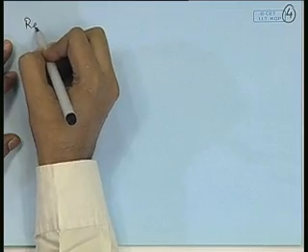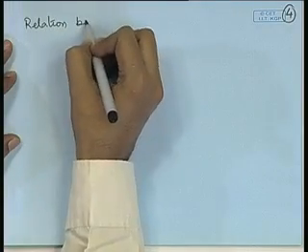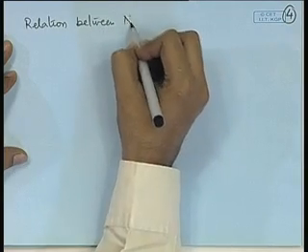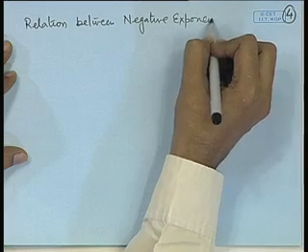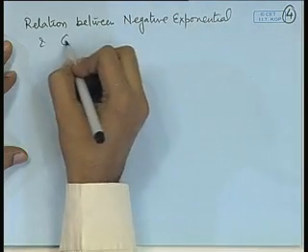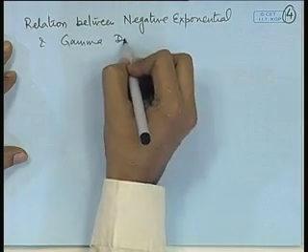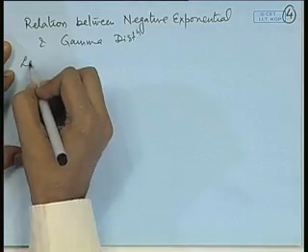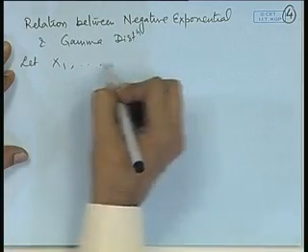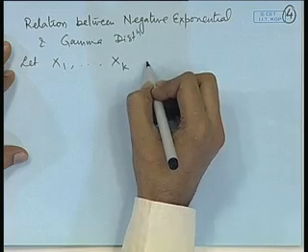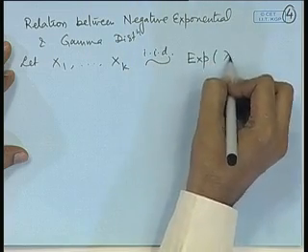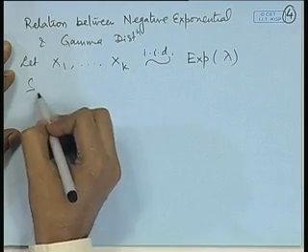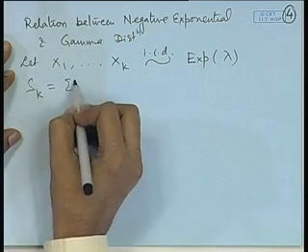Let us look at a relationship between negative exponential and gamma distributions. So, let X1, X2, ..., Xk be independent and identically distributed exponential variables with parameter lambda. Now, let us consider the distribution of the sum.